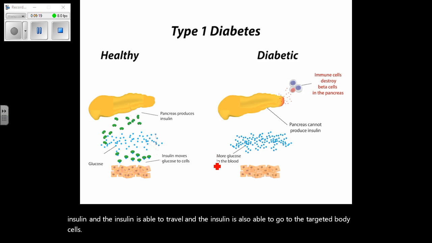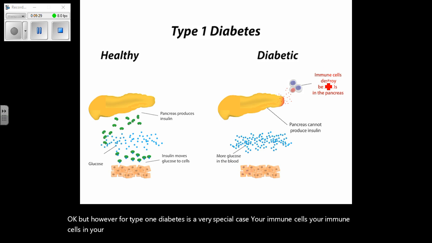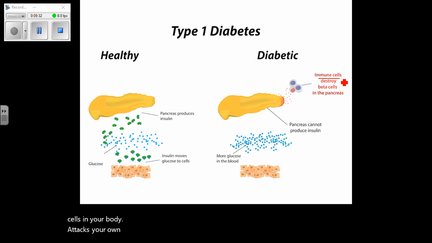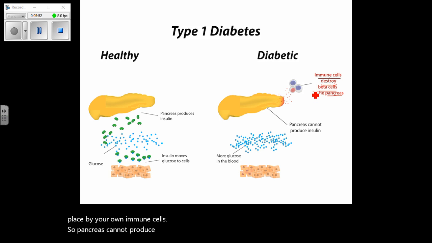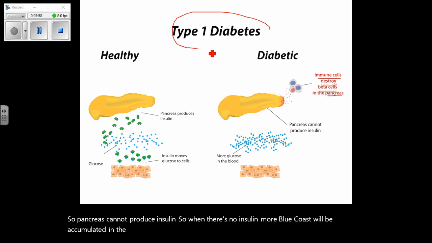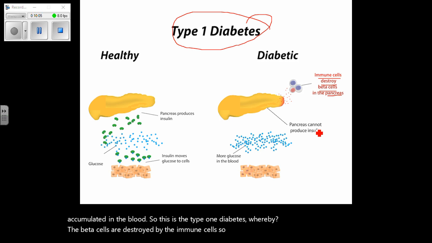Okay, but type 1 diabetes is a very special case. Your immune cells in your body attack your own body cells, which means the immune cells will tend to destroy the beta cells in the pancreas. Now remember, beta cells actually produce insulin. If the beta cells are destroyed in the first place by your own immune cells, the pancreas cannot produce insulin. So when there's no insulin, more glucose will accumulate in the blood. So this is type 1 diabetes, whereby the beta cells are destroyed by the immune cells.